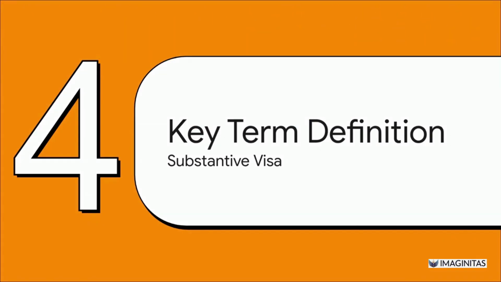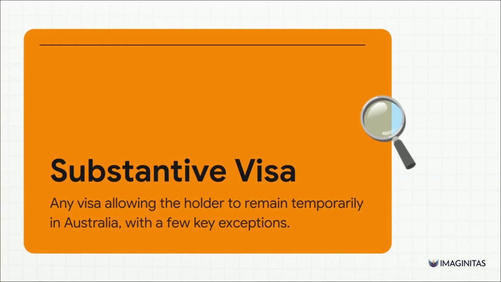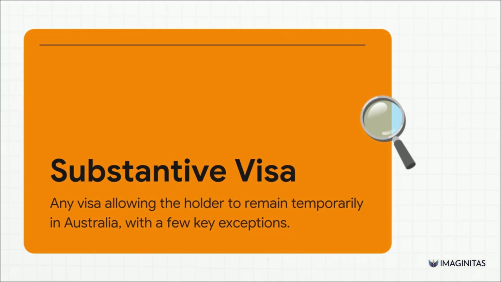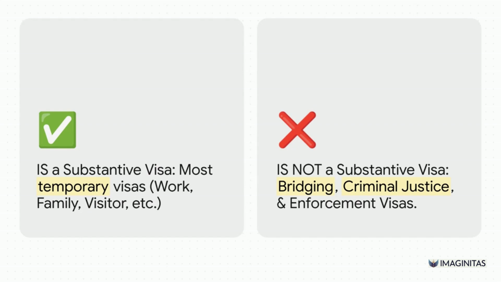Okay, we've been using this term substantive visa a lot, so let's pause and make sure we're all on the same page. Really understanding what this means is the foundation for figuring out if you're eligible. Honestly, it's way simpler than it sounds. A substantive visa is pretty much any visa that lets you stay in Australia for a set purpose, like working, or a holiday, or visiting family. It's almost every visa except for a few very specific types. This makes it crystal clear. On the left, you've got your substantive visas. That's most of them. But it's that column on the right you really need to see. And the big one there, the one that trips up so many people, is the bridging visa. It's so important to remember this. Holding a bridging visa does not mean you hold a substantive visa.